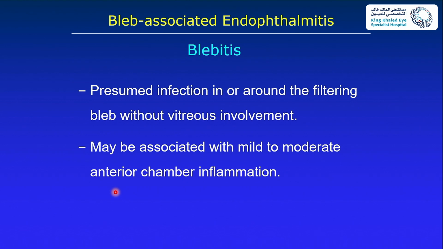We have something called blebitis, when the infection is limited to the bleb and the vitreous is still clear. Meaning that it is a localized infection to the bleb and it did not progress yet to involve the vitreous. So there is infection in or around the filtering bleb without vitreous involvement, but you can have mild to moderate anterior chamber inflammation. This is an emergency.